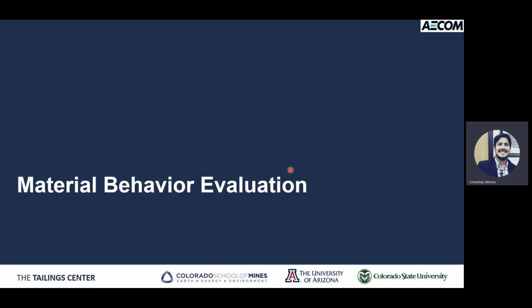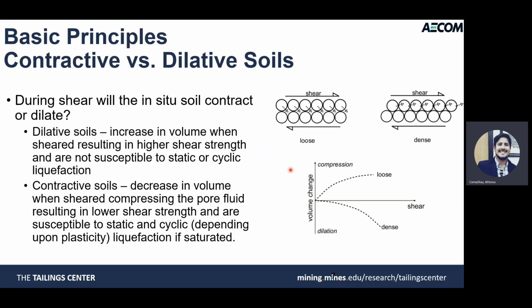How do we evaluate this tailings material? How do we characterize the material behavior? Just to touch briefly on the volumetric behavior of soils, we understand this behavior in terms of volume change under shear. For example, contractive materials will accumulate volumetric change, or decrease in volume, therefore will have some compression, for loose sands or for loose types of granular materials.